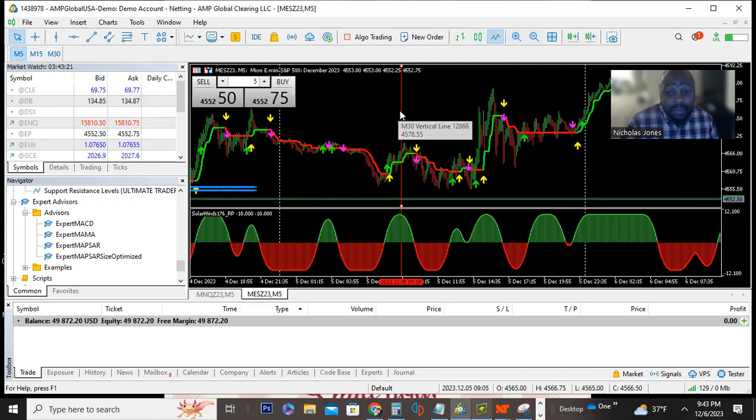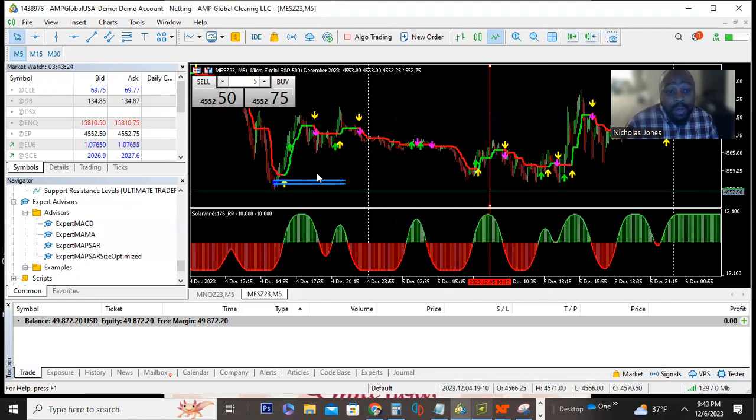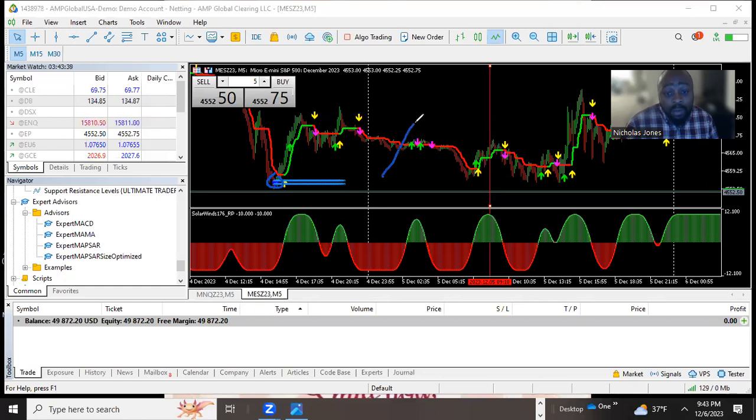Excuse me, last night. As you can see, as we jump back, support had already happened here on the 5. So we already had our support confirmation on the 5 that the market was about to go up. But we don't enter based off the 5. The 5 gives us confirmation that the market is changing direction. Then we jump up to our 15.